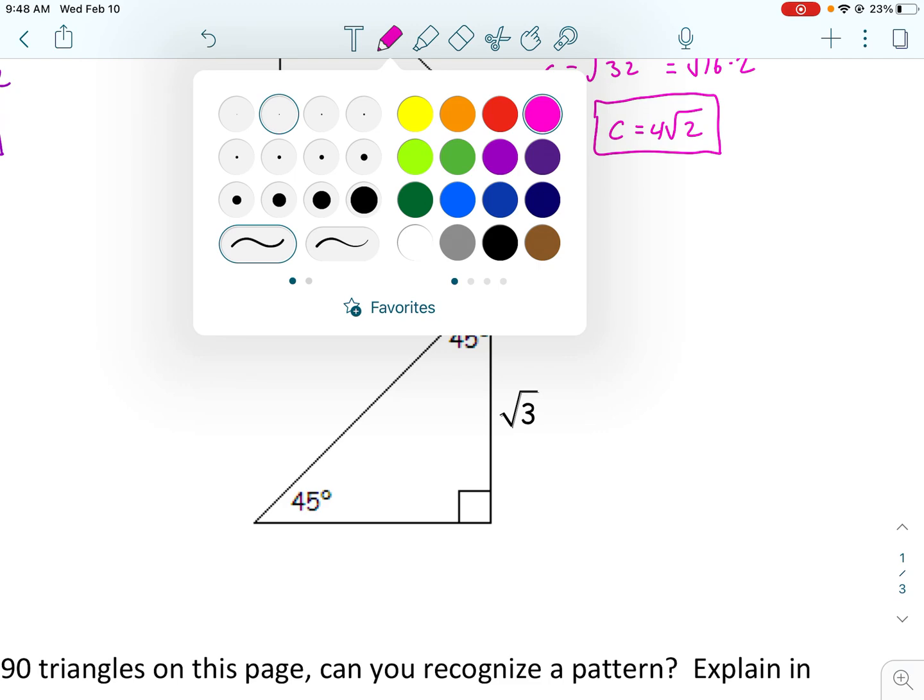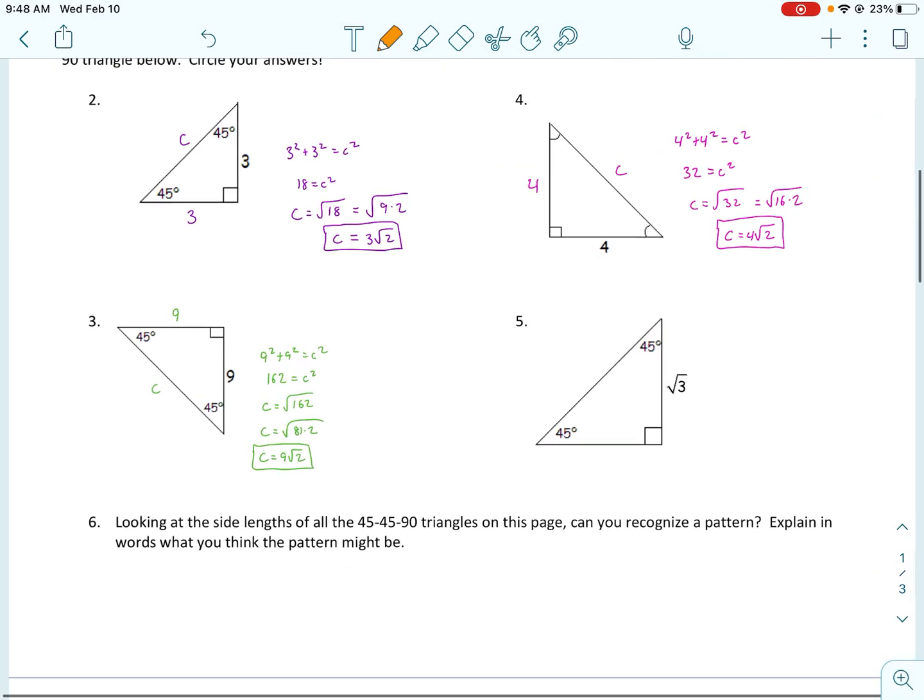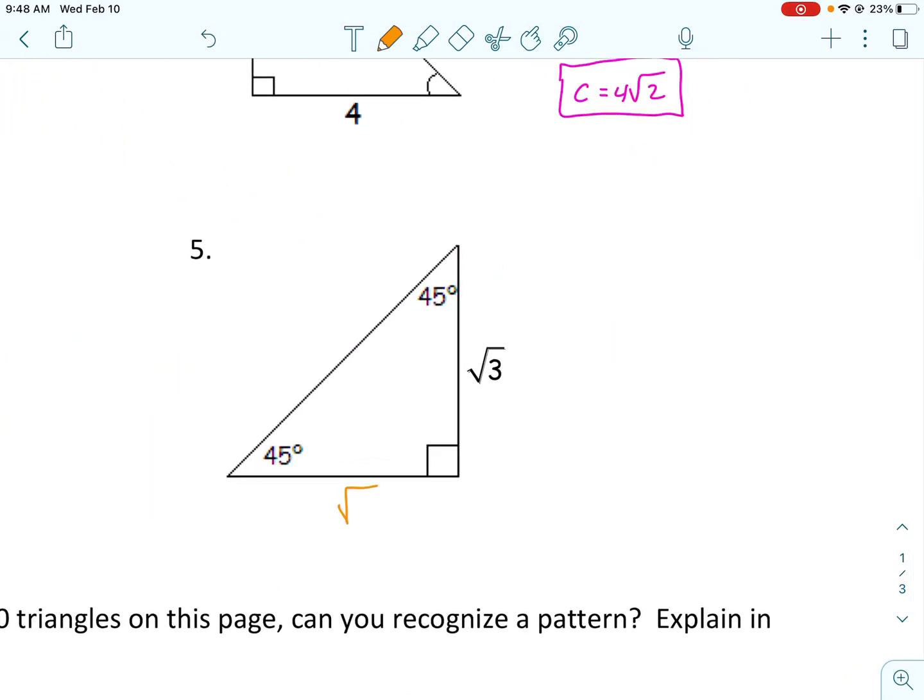Okay, this one's a little weirder because of the number square root of 3. But that's okay. This is still square root of 3. This is still c. Whoops. And we can do square root of 3 squared plus the other square root of 3 squared, so a squared plus b squared equals c squared. You square a square root, they just go away. You get 3 plus 3 equals c squared. So c squared equals 6. So c equals the square root of 6.